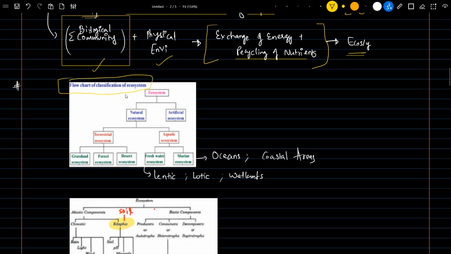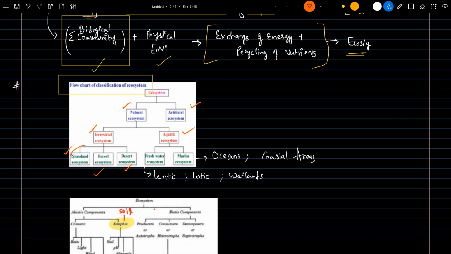So ecosystem is majorly classified into natural ecosystem and aquatic ecosystem. In natural ecosystem, we can further classify them as terrestrial and aquatic ecosystem. So terrestrial ecosystem, like we discussed earlier, mainly consists of grassland, forest, desert.